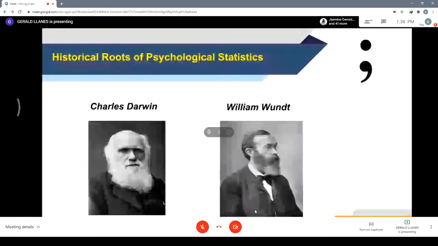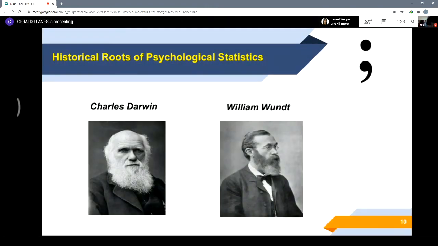The evolution of man. How about Wilhelm Wundt? Ano ang idea mo kay Wilhelm Wundt? Ano naalala niyo kay Wilhelm Wundt?